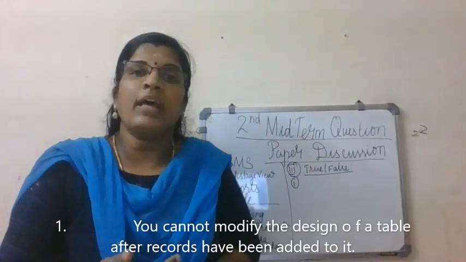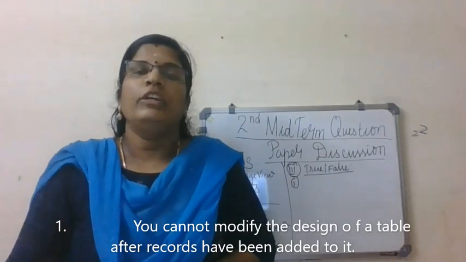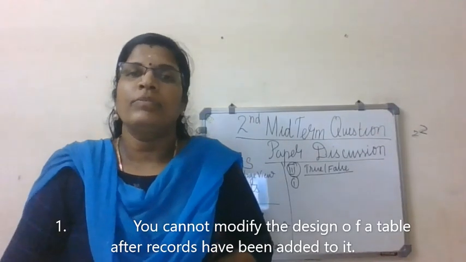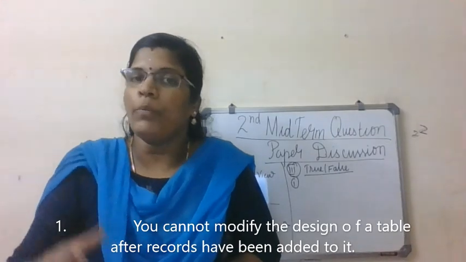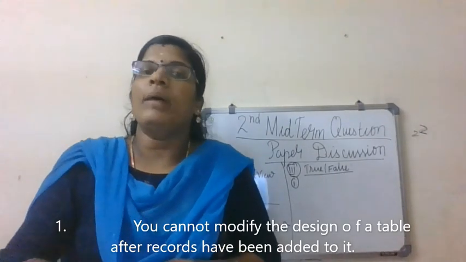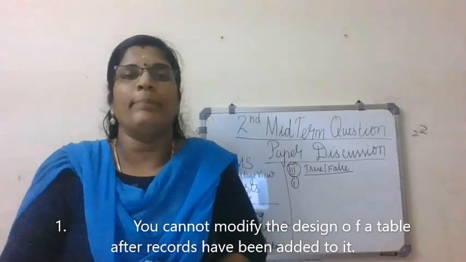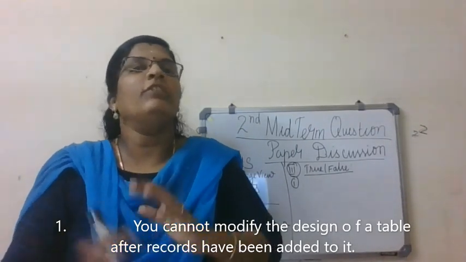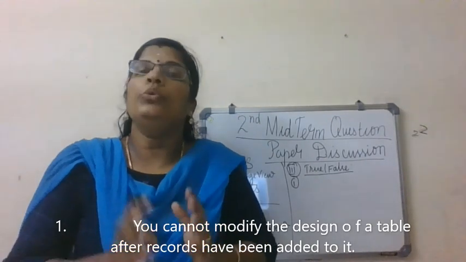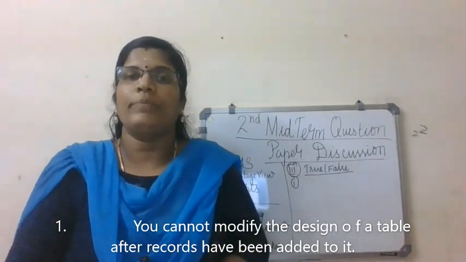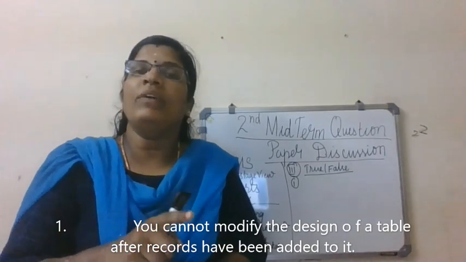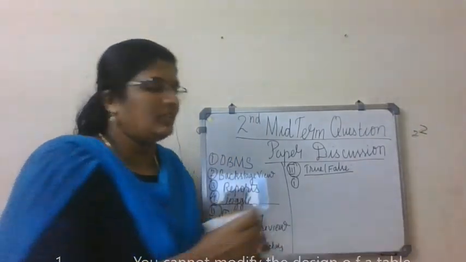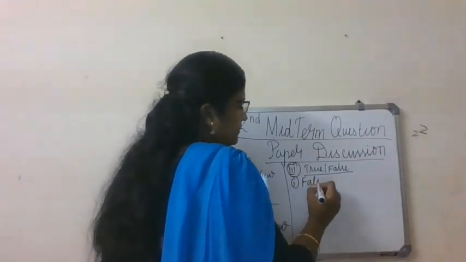Say, for example, you may want to add one more column. If you are preparing a students' mark list, you might have forgotten to add moral science marks. Is it possible to add an extra column, or sometimes delete a particular column field? Yes, it is possible. Even after creating the database, you can modify the table as you like. So the given statement contradicts the original statement. So it is false.